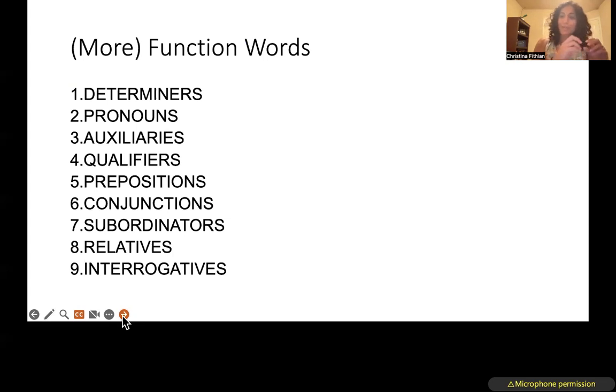We're just going to define them as we come across them in each one of the weeks, okay? But there they all are, in case you were wondering if there were more function words. Yes, there are. There are quite a few. But we'll see each of these categories of function words as each week goes.